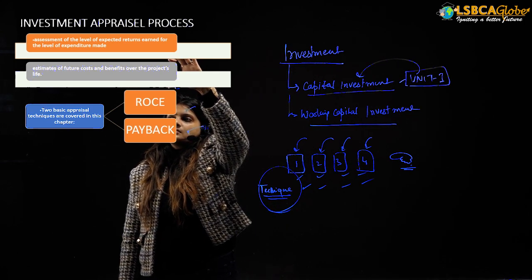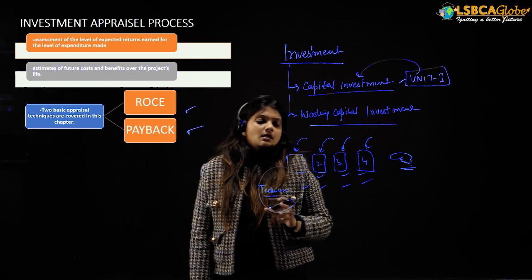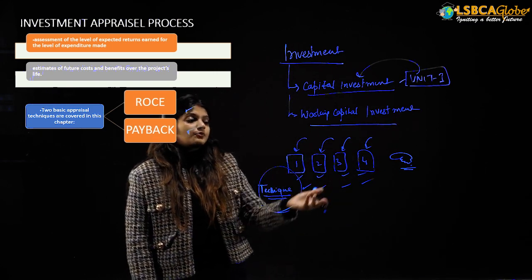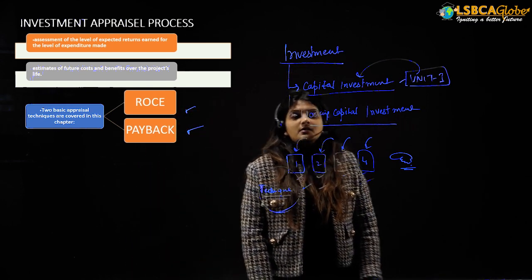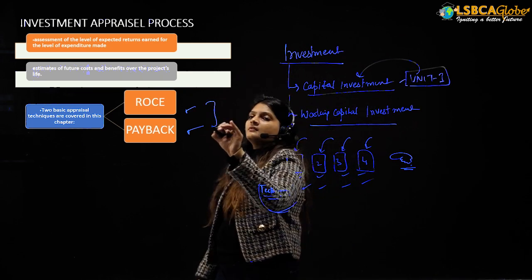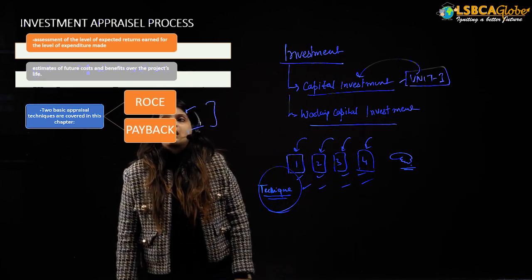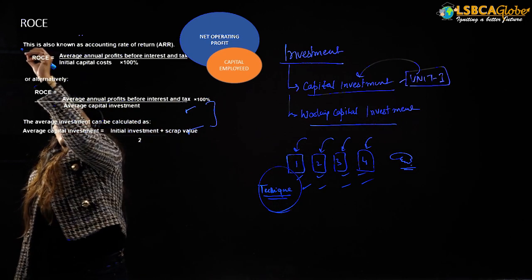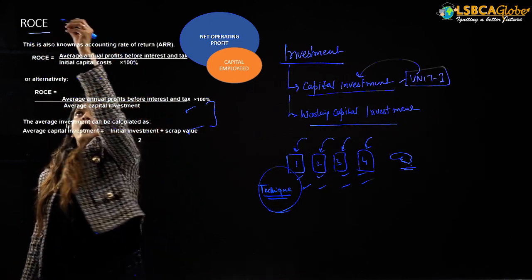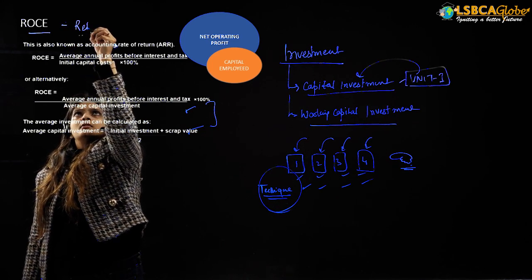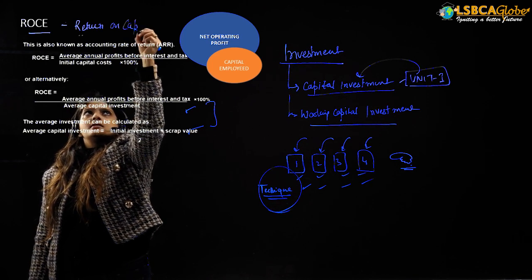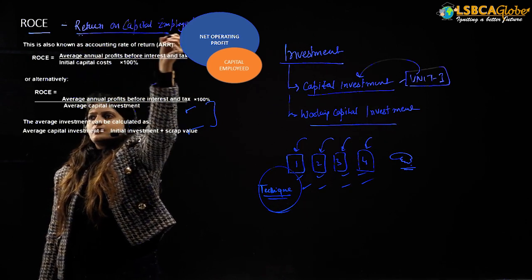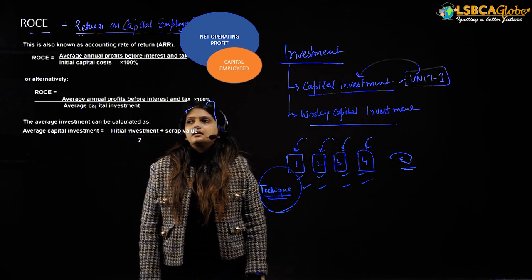So, the capital investment appraisal process. Under this, we evaluate each investment option. We determine what the benefits are, what the profitability is, and what cash flows are involved with each investment option, and thereafter we take a decision by using some investment appraisal technique on which project can be undertaken. So the first capital investment appraisal technique is ROCE. What is the full form of ROCE? Return on capital employed. So this is the first technique, that is return on capital employed.